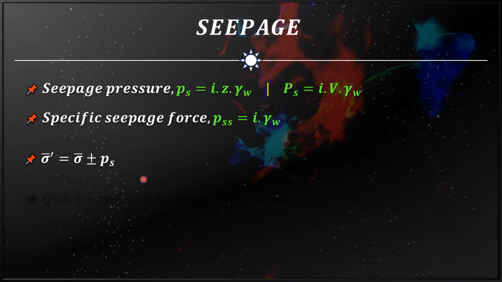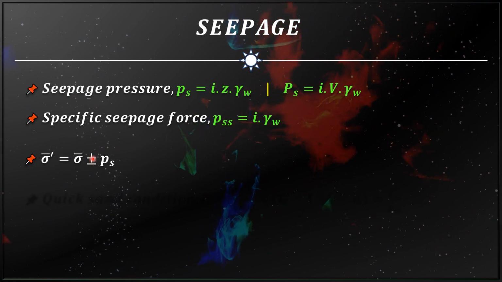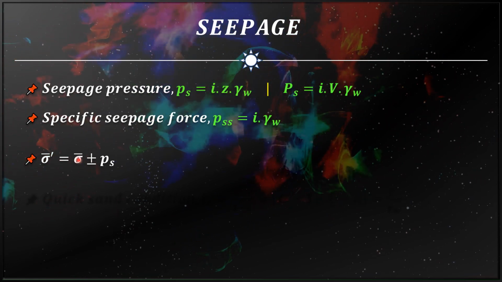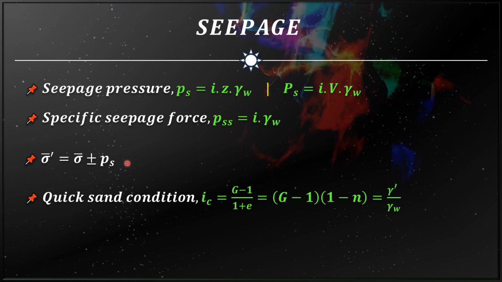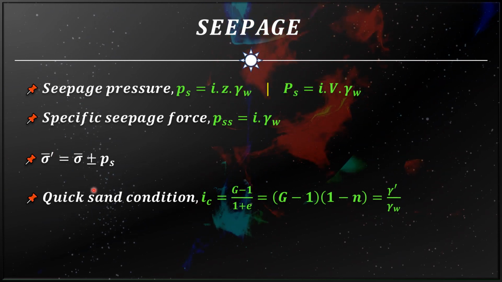Because seepage can be in upward direction or downward direction. In case of downward direction, we have to add. In case of upward direction seepage, we have to subtract. So that's why sigma bar plus or minus ps. So in case of seepage, what will be the effective stress? So that's why sigma dash bar.